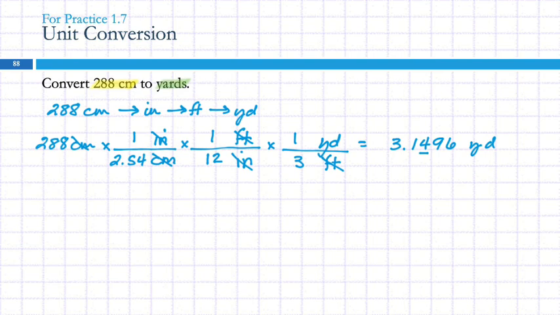And now I'm going to round. So I'm going to keep the second decimal place. The next one is 5 or greater. I need to round up. So the answer is 3.15 yards. Any questions?